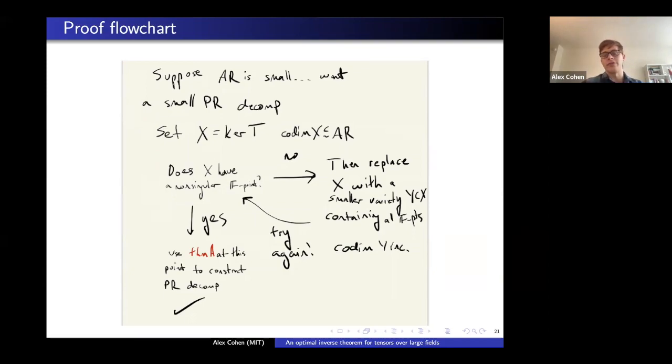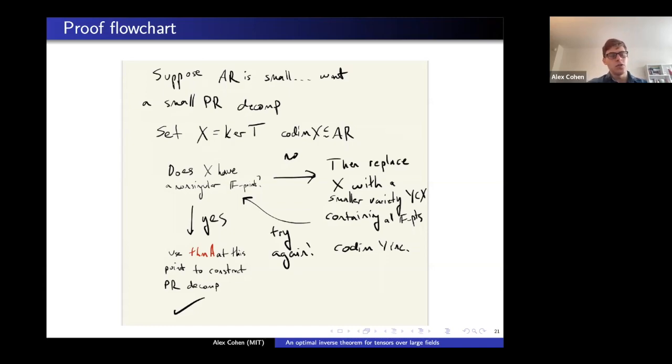Does X have a non-singular F rational point? If it does, then we can use theorem A at this point to construct our partition rank decomposition. If not, this flowchart on the right is theorem B, then we can find some smaller variety contained in X, which contains all the F rational points and which has larger codimension. And we can try again. You may have heard of energy increment or density increment arguments. This is like a codimension increment argument. If we can't use theorem A, then we can find some smaller variety Y in X, which has larger codimension, but still has controlled complexity and all that.